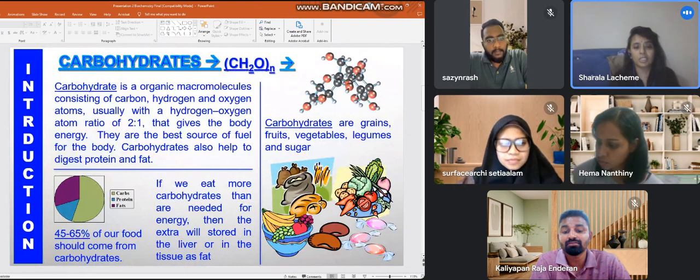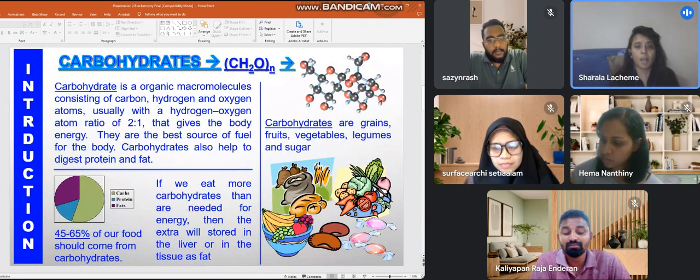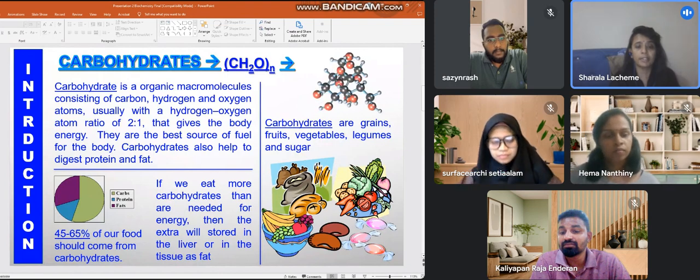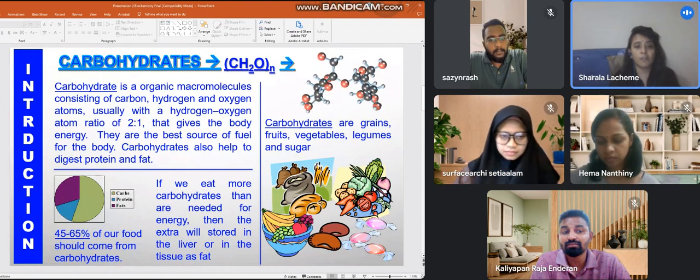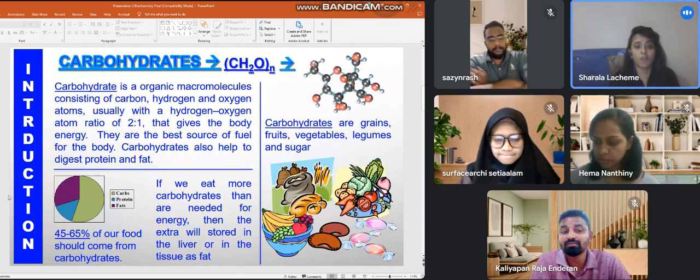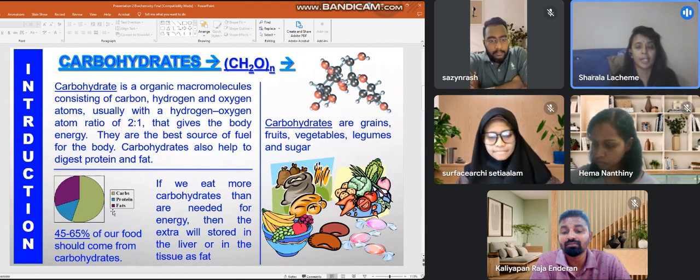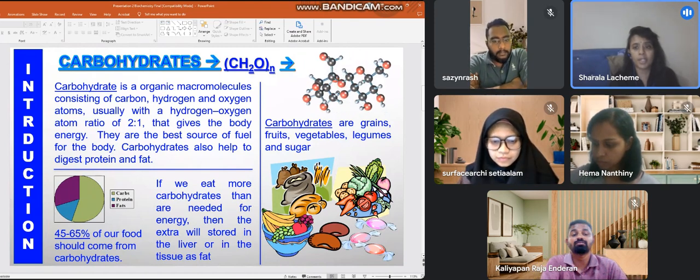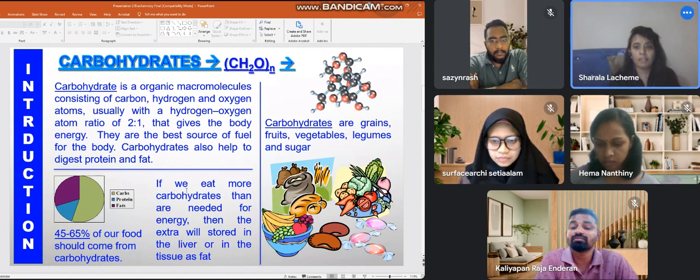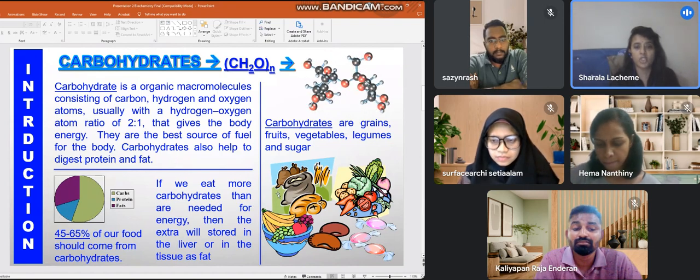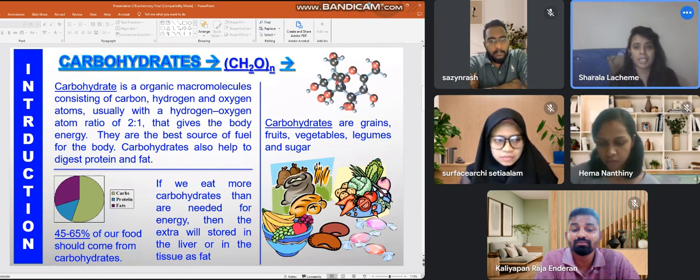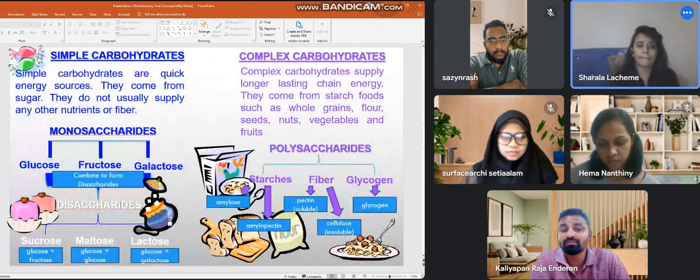Okay, here shows the picture of a pie chart of carbohydrate, the percentage of carbohydrate, protein and fat. 45 to 65% of our food should come from carbohydrate. Okay, next, the carbohydrates are grains, fruits, vegetables, legumes, and sugar. Next, I'm going to pass my slide to Kali.